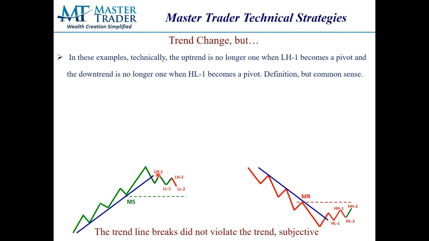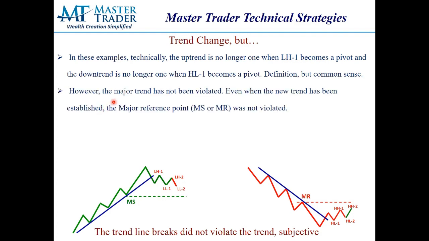Now, before we get to that, look at the trend line break. It was meaningless, did not violate the uptrend. And this often happens as prices begin to increase in momentum and then break lower. And this often leads many, actually the majority, that would use trend lines into the false belief that the trend has broken, and vice versa here in the downtrend. So the major trend has not been violated. Even when the new trend has been established, the major reference point, major support, or major resistance was not violated.